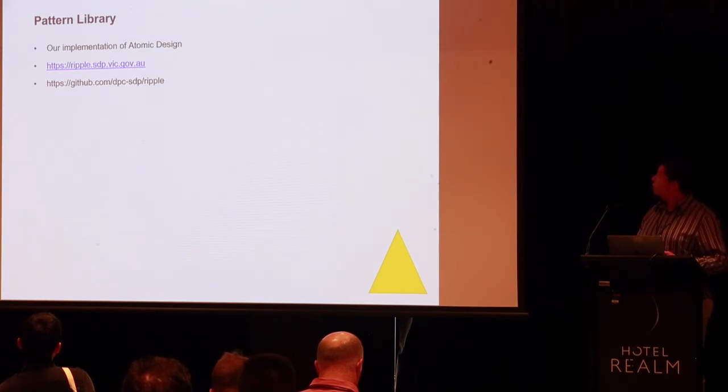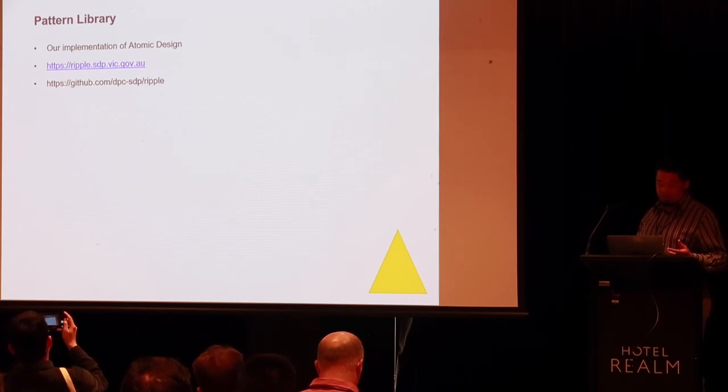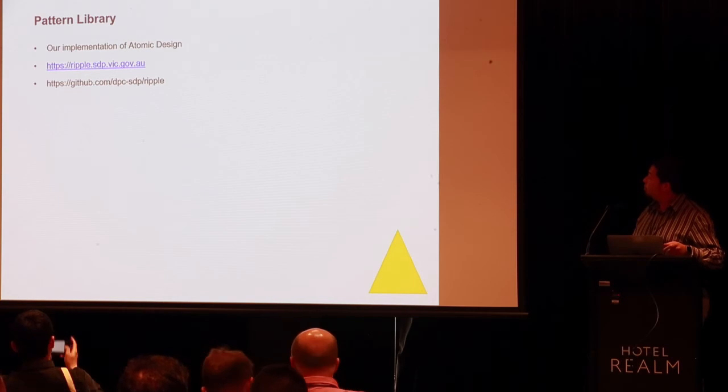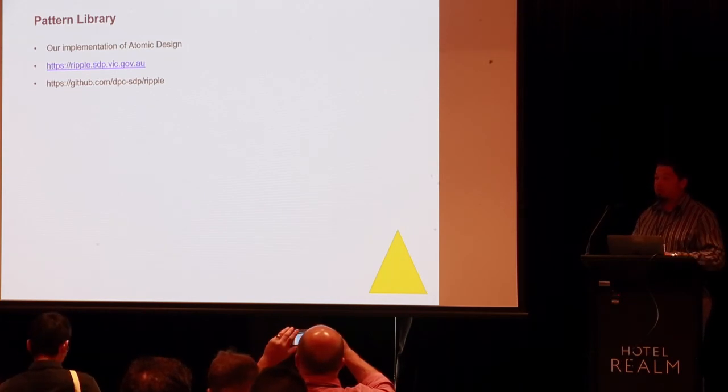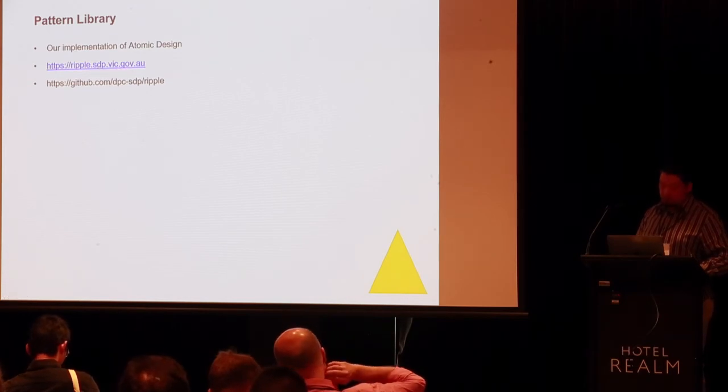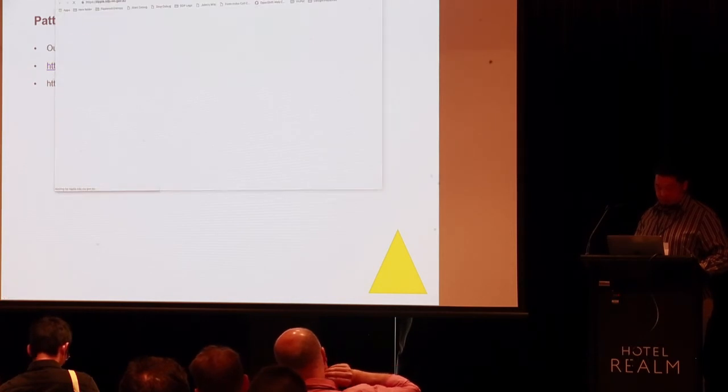Our pattern library is called Ripple, and that's our implementation of the atomic design that we've been given, and it's available now at ripple.sdp.vic.gov.au. That's just an implementation of Storybook. I'm just going to go over to that now.